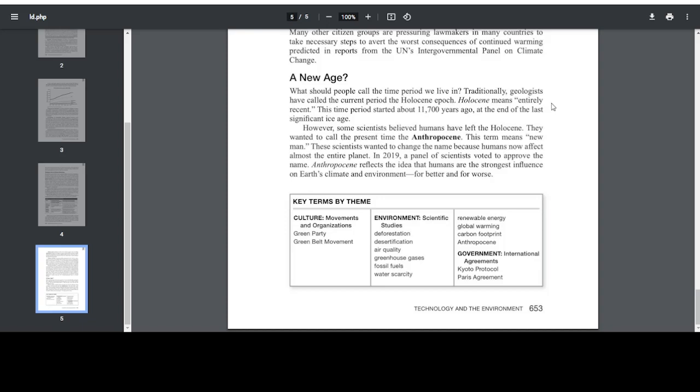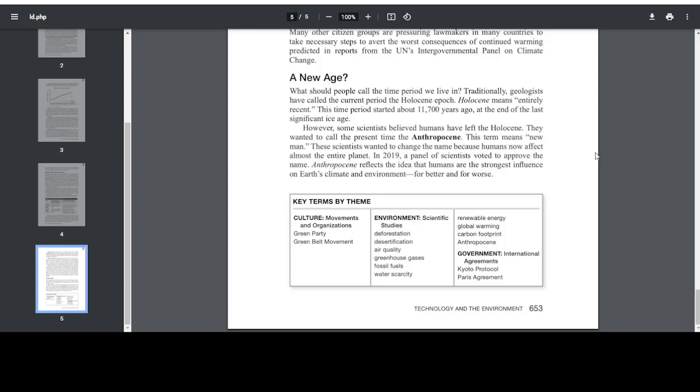However, some scientists believe humans have left the Holocene. They wanted to call the present time the Anthropocene. This term means new man. The scientists wanted to change the name because humans now affect almost the entire planet. In 2019, a panel of scientists voted to approve the name. Anthropocene reflects the idea that humans are the strongest influence on Earth's climate and environment, for better and for worse.